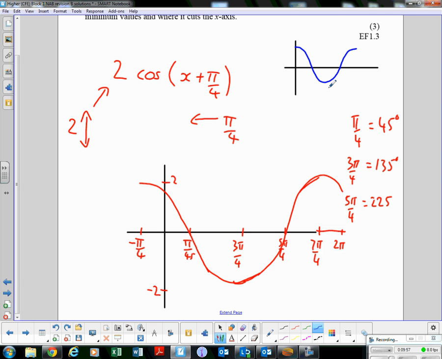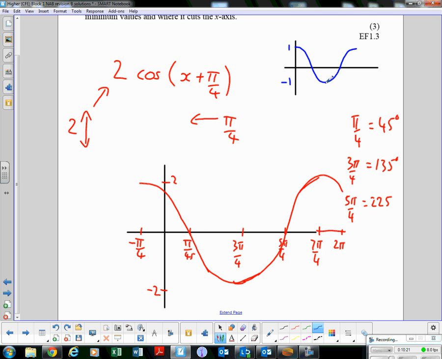It should be a little bit lower there, but never mind. So it starts at 0, 1. It's moved pi by 4 to the left, or 45 degrees to the left if we're thinking in radians. So rather than starting at 0, 1, it's going to start at negative 45 or negative pi by 4, comma 1. It normally crosses at 90, but it's been moved to the left 45, so it should cross at 45.